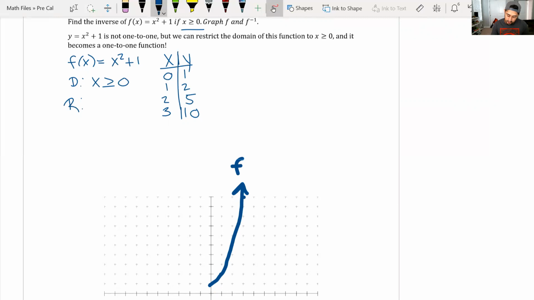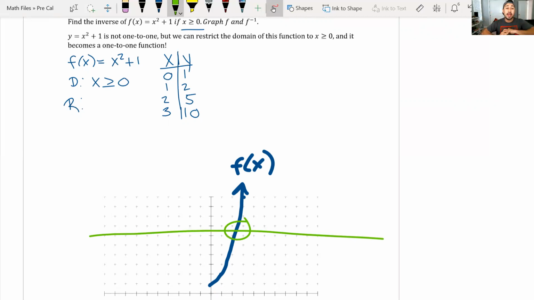Here is my new x squared function, which means that it's one-to-one, because if I were to draw a horizontal line through it, I would only intersect it once, which means we have made x squared one-to-one, and it was only possible by restricting its domain. Okay, which means since now x squared plus 1 is one-to-one, we can now find its inverse.